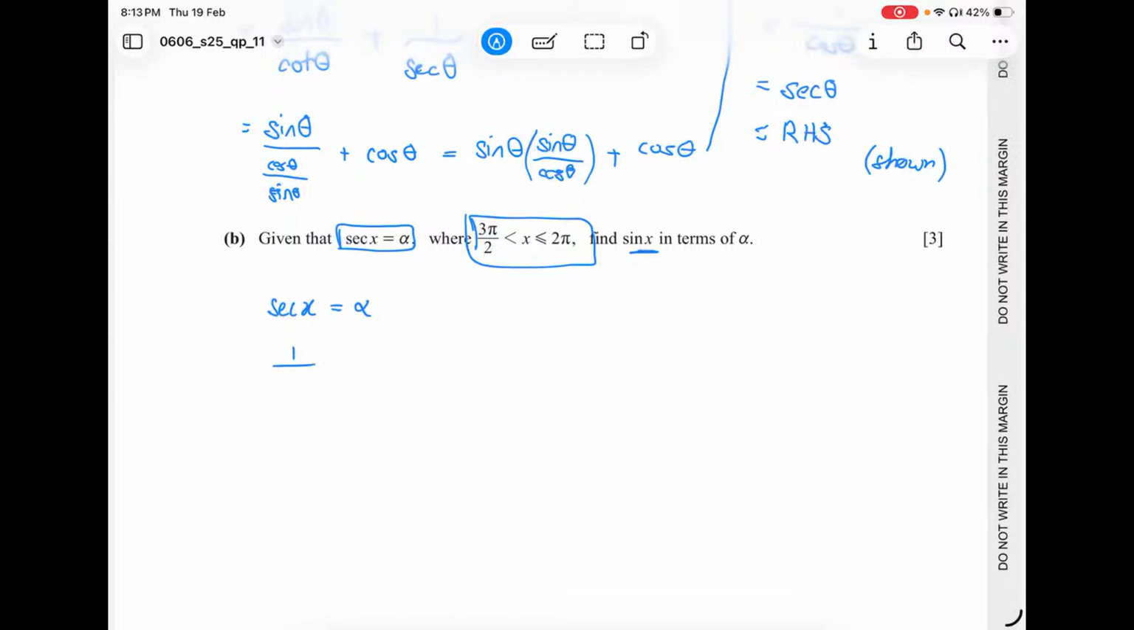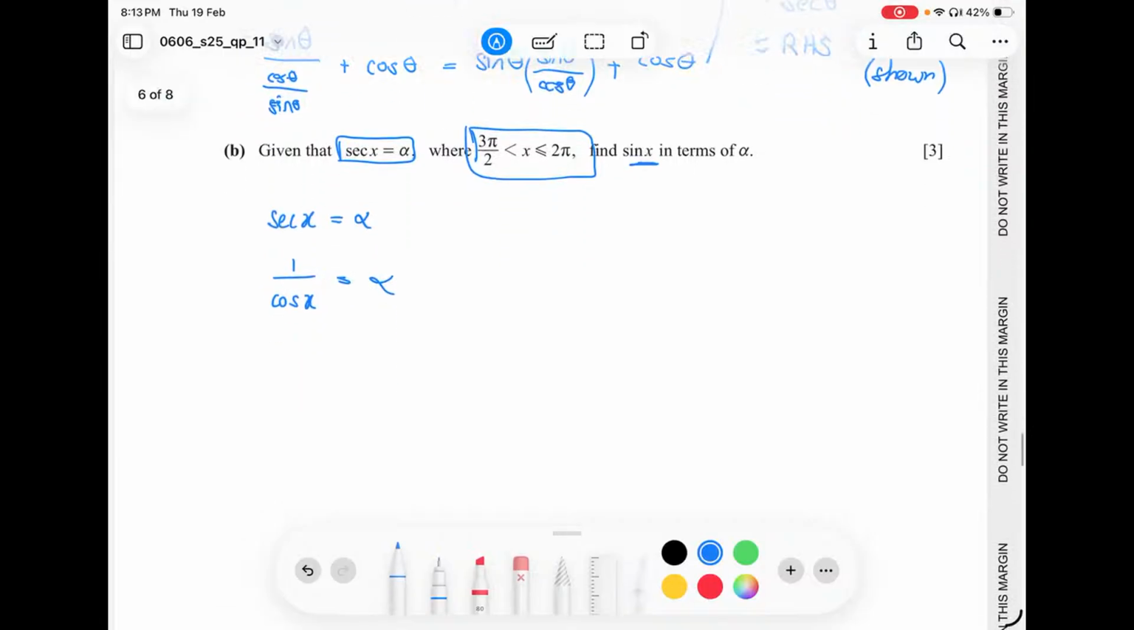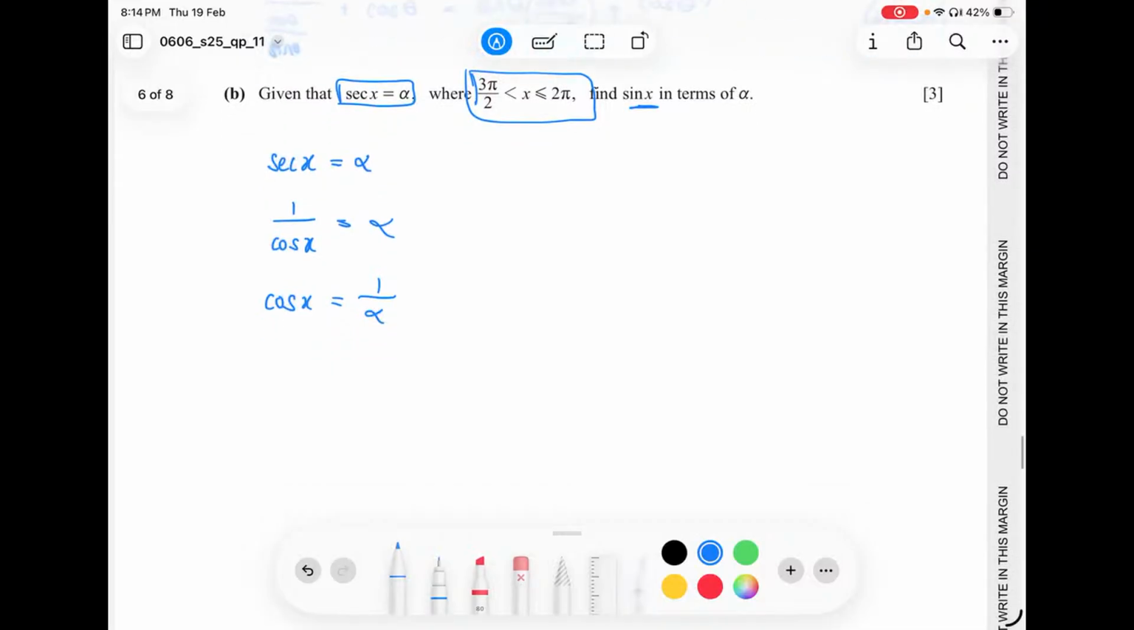So secant x, which is basically 1 over cos x, is going to be alpha, so cos x is going to be 1 over alpha. This is going to be alpha. So now what is cos x? Cos x will be 1 over alpha. So now we got cos x to be 1 over alpha.